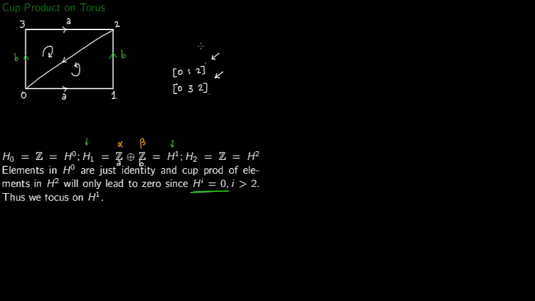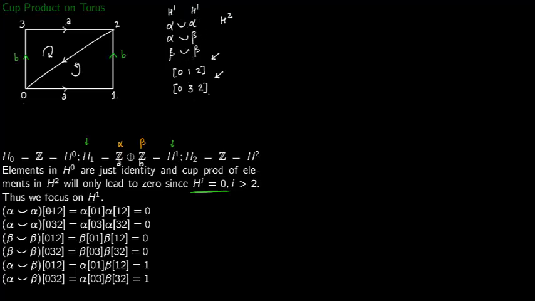So on these two triangles we want to find alpha cup alpha, alpha cup beta, and beta cup beta, and all three will land in H2. Yeah, because alpha is coming from H1, and beta is also from H1. So this is what we want to compute. So alpha cup alpha on 0, 1, 2. So this is what we have to compute.